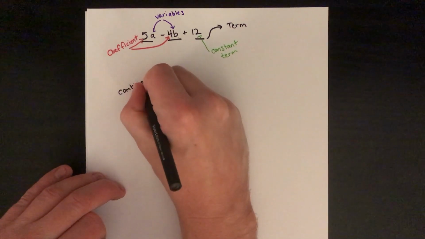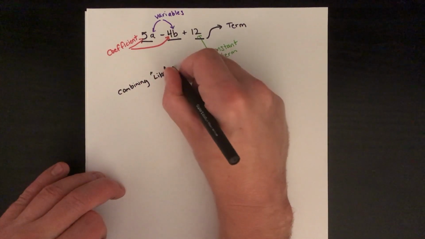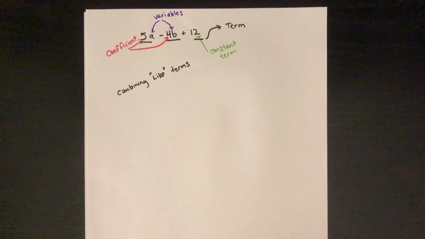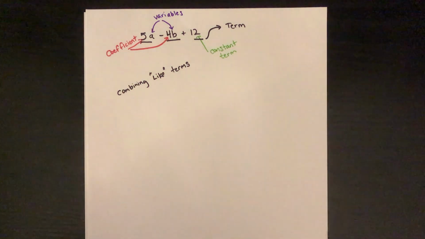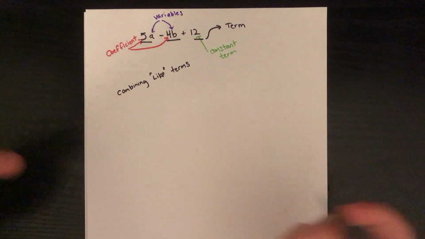Combining like terms. The like here is short for alike, terms that are alike. And terms are alike if they have the same variable. There's a little bit more to it than that that you'll talk about in 8th and 9th grade, but for our purposes right now, if they've got the same variable, they're like terms.